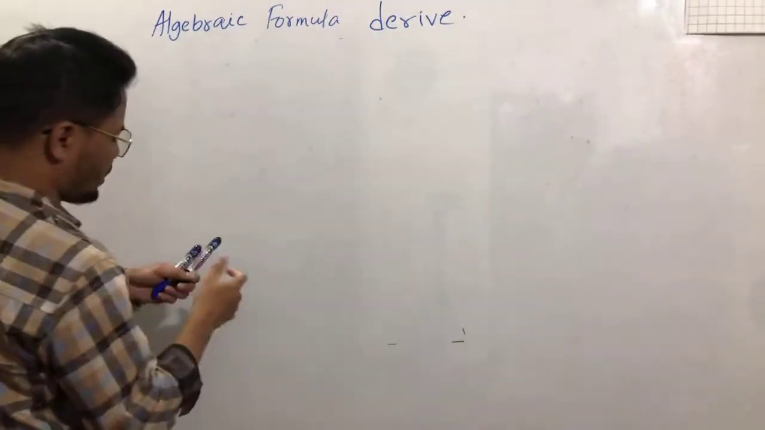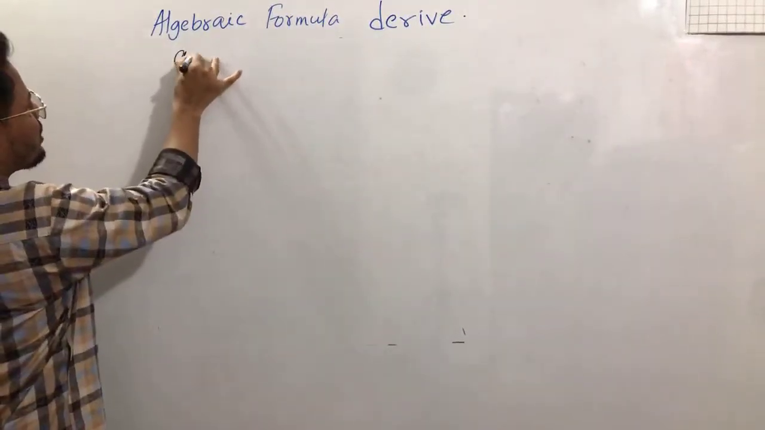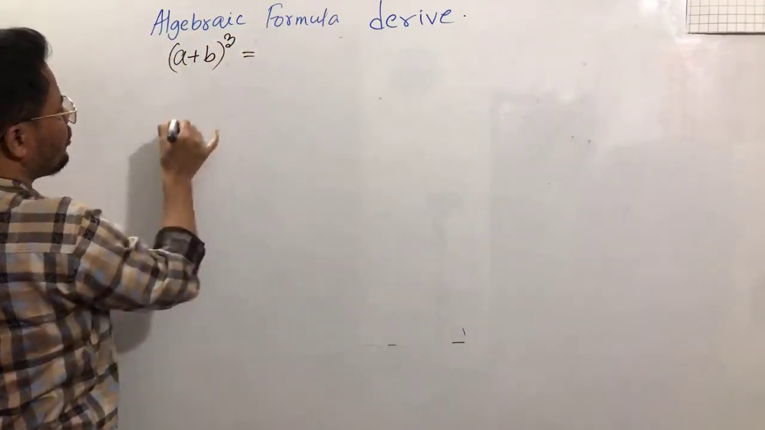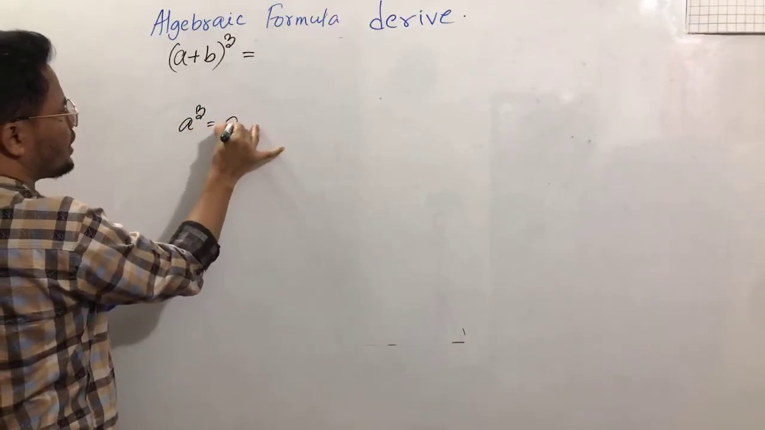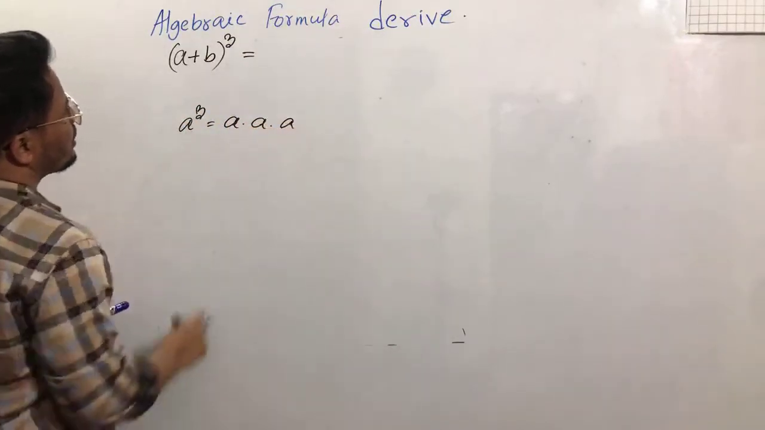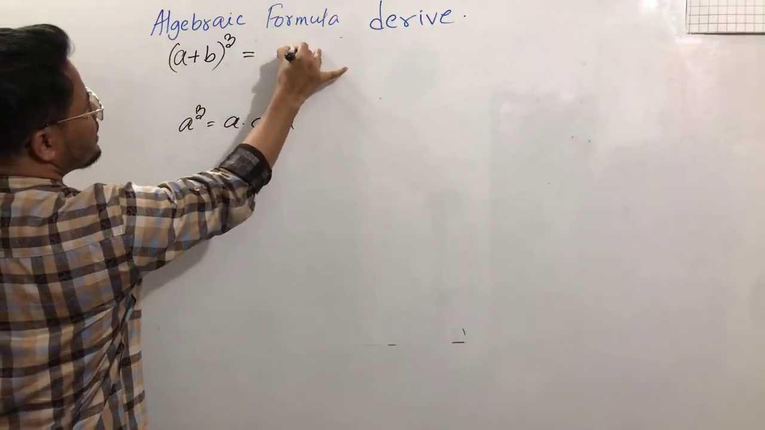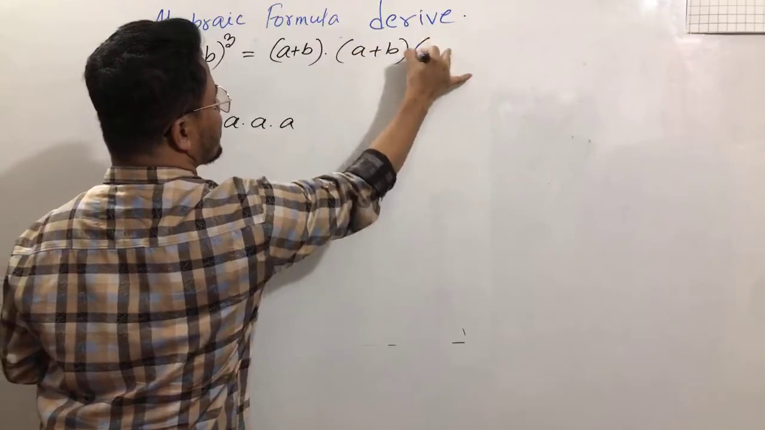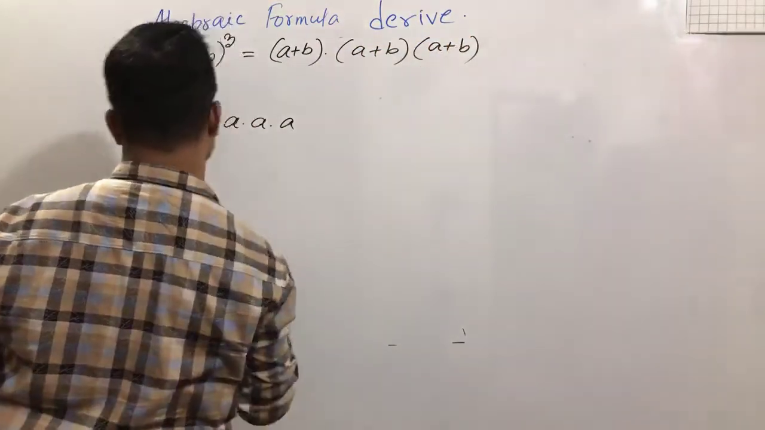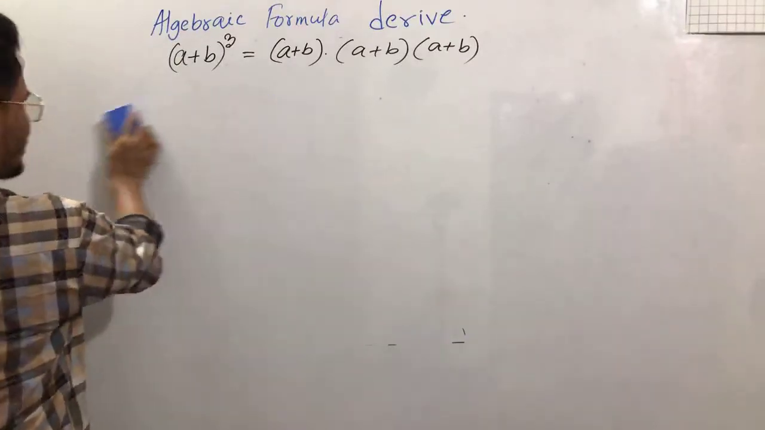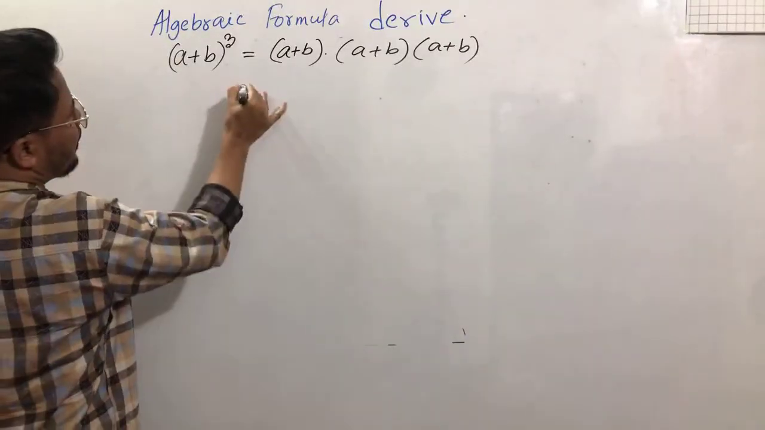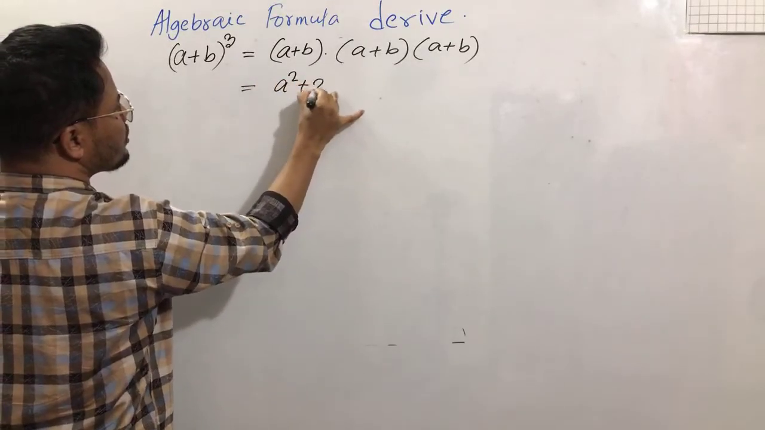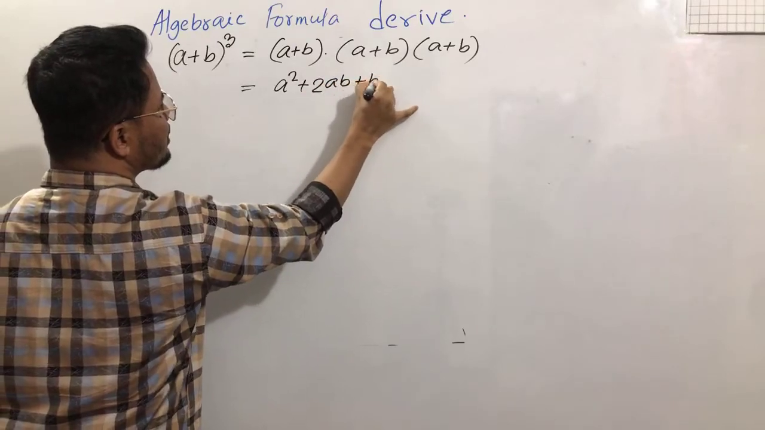So, dear students, if we write here A plus B whole cube. We all know that A cube equals A times A times A. Similarly, A plus B whole cube is A plus B times A plus B, then times A plus B. We have already shown that A plus B multiplied with A plus B gives the result A square plus 2 times of AB plus B square.